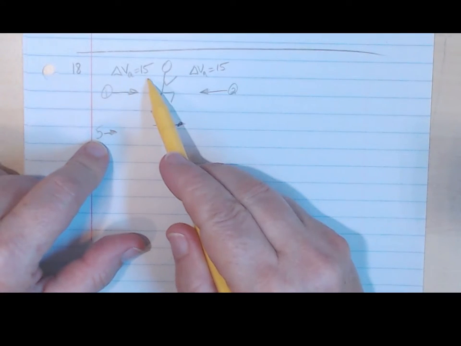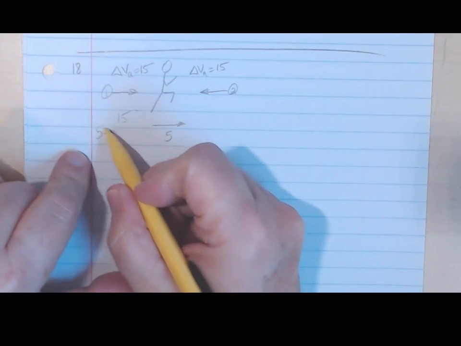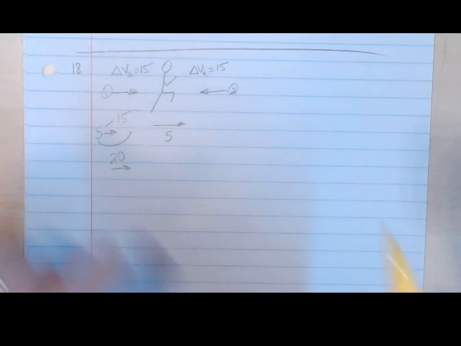So she sees it at 15. So in order for her to see it at 15, that means we have to have 15 above the 5. That means it must have a total velocity of 20 toward her.